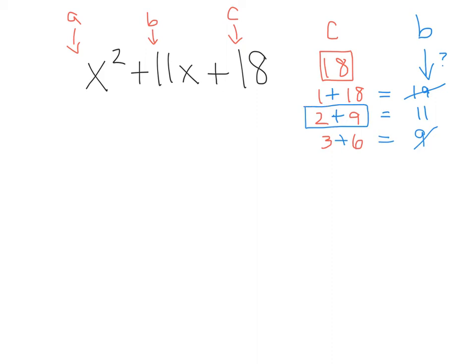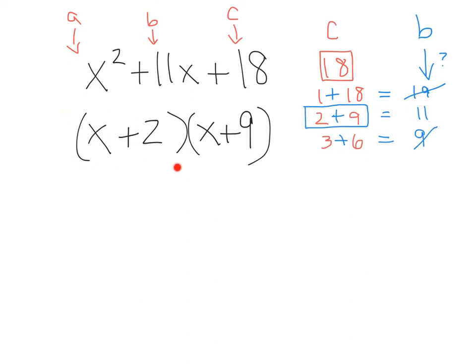Okay, so again, what that means is we can go ahead and put 2 sets of parentheses down here. The first part, whenever A is 1, like it is here, we know that an x and an x will be able to go in our parentheses because x times x is x squared. And then we have a positive 2 and a positive 9. And again, we got these two numbers, 2 and 9, from right here because they added up to our B value of 11. If we were to FOIL this or use the array, we would arrive back at this. So we have now factored our quadratic.